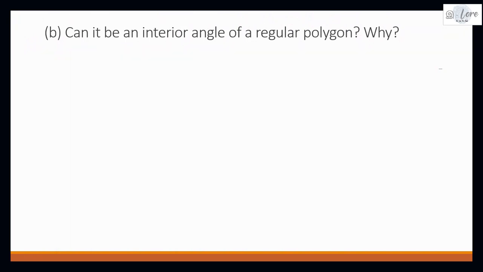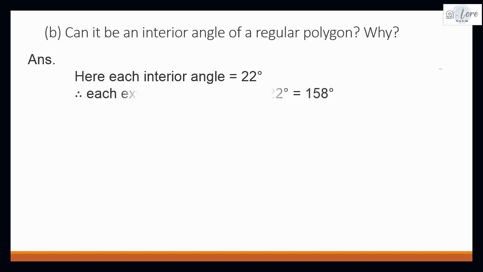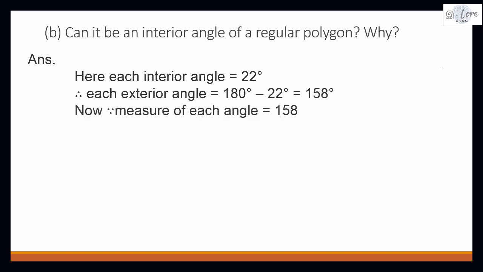Now come to question B. Can it be an interior angle of a regular polygon? If an exterior angle of 22 is not possible, is it possible for an interior angle? That we check over there. So each interior angle will be 22 degrees. With the interior angle as 22, how to find the exterior? We know very clearly, by using the concept of linear pair. If you apply the linear pair, each exterior angle will be 180 minus 22, which is equal to 158. So we apply the same formula which we know.